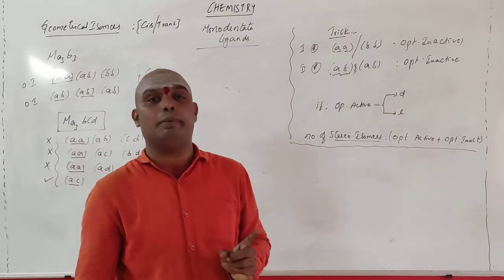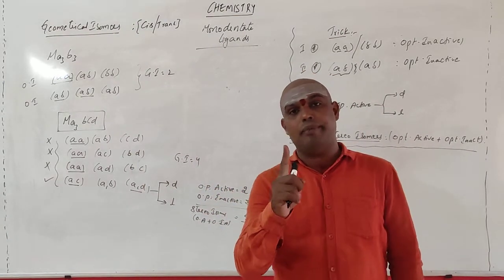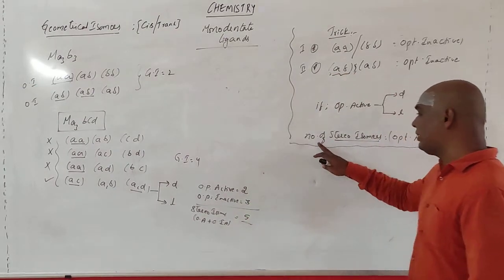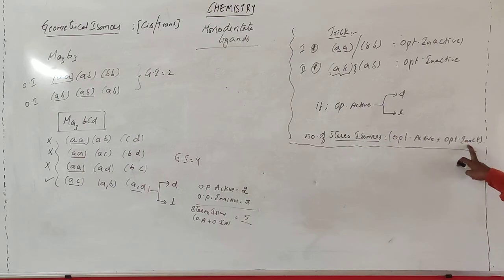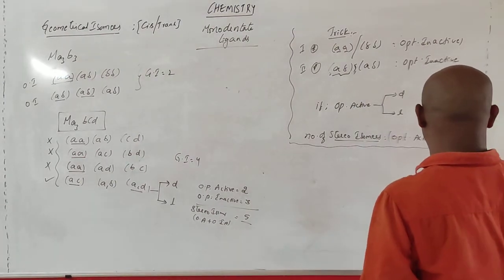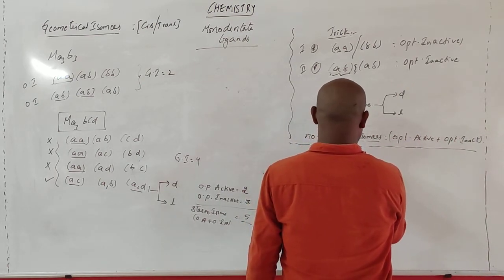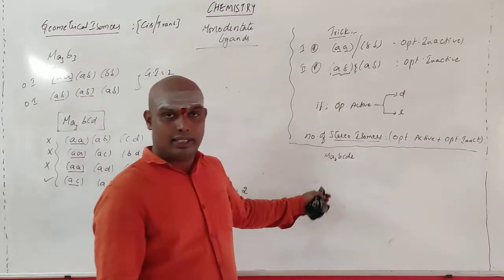If one compound is optically active, then you will be getting two isomers from it. One is D form and one is L form. Total number of stereoisomers, as I have already said, will be equal to the optically active plus optically inactive compounds. Right? Let us take one more compound like M A2 BC DE. Okay? Try your level best.